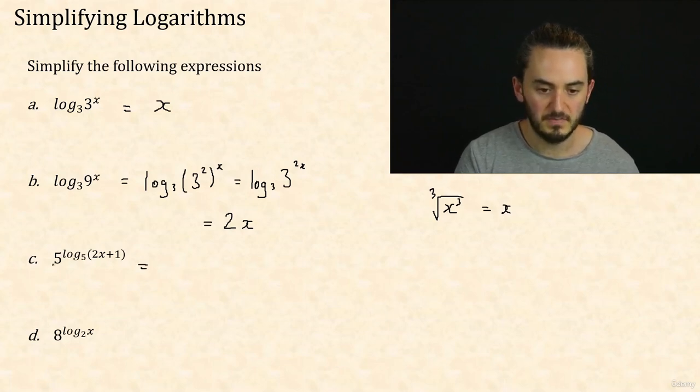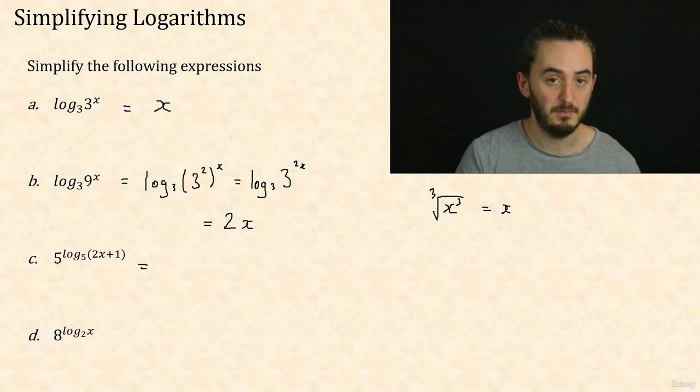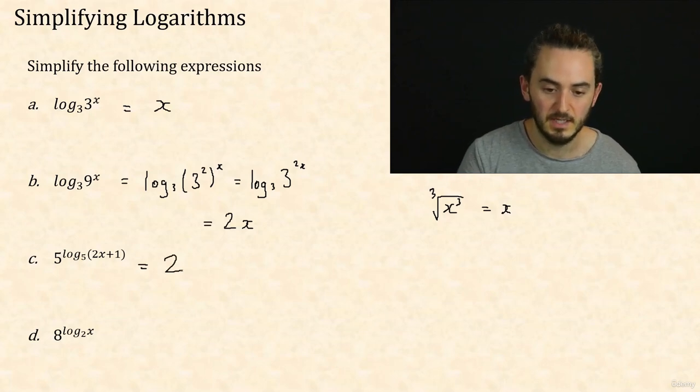Okay, next one. 5 to the power of log base 5 of 2x plus 1. The 5 to the power of something and log base 5 cancel, they're inverses, and we're left just with 2x plus 1.